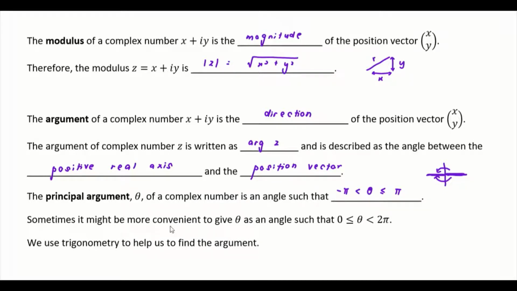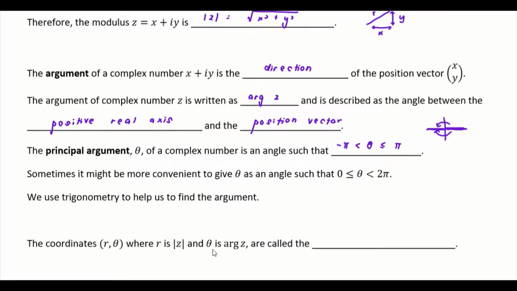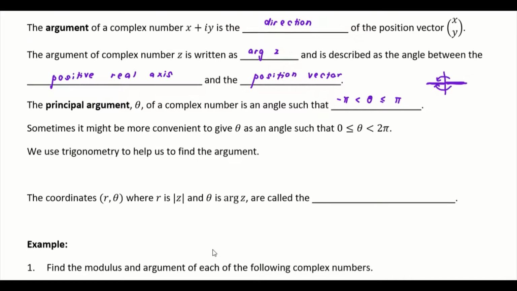Sometimes, if it's given in a question that they want the angle to be in the form of 0 to 2 pi, then you can express it from 0 to 2 pi. But this is the principal theta that we have. So how do we find the argument? We'll just use basic trigonometry, like the SOHCAHTOA that we used before. When you look at the question, you'll find it very easy already. This coordinate, which is written in the form (r, theta), where r is the modulus of the complex number and theta is the argument of z, is called the polar coordinate.